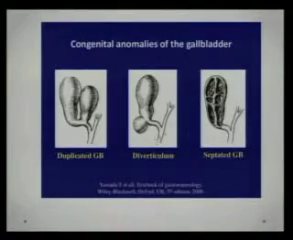This is a gallbladder diverticulum, which can occur anywhere. Here it's occurring in the region of the neck of the gallbladder. And this is a septated gallbladder. This is a cross section that shows you that there are multiple compartments of the gallbladder lumen.